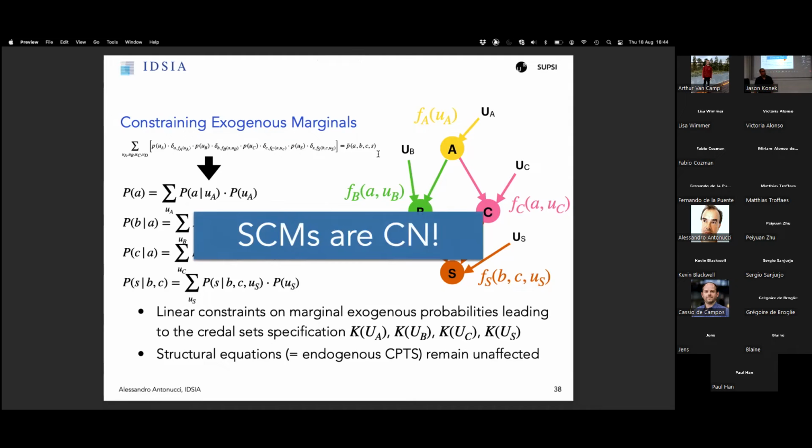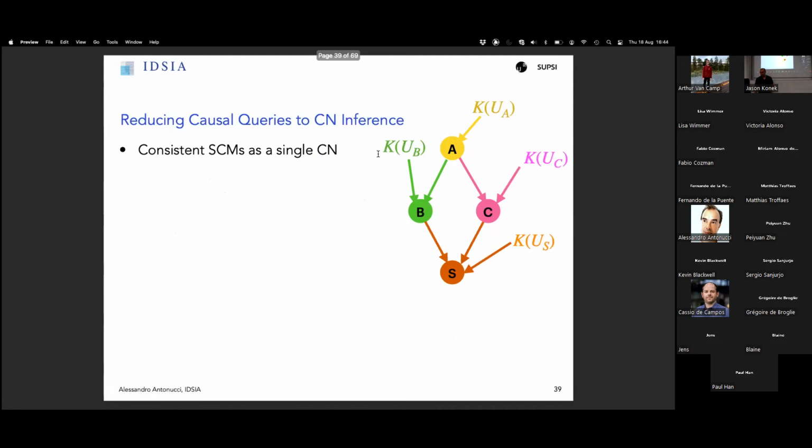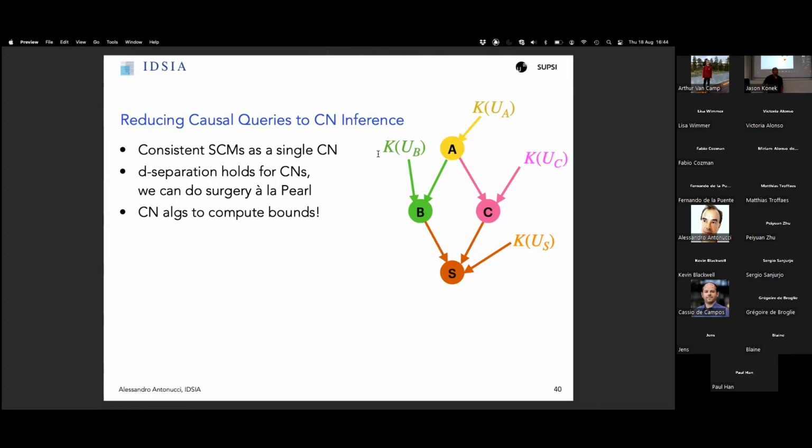So structural causal models are credal networks, if you want. Let me remark that we are coping with so-called strong credal networks, where some people use the term complete independence, and these models obey the same d-separation properties. This d-separation is very important when you do the surgery.